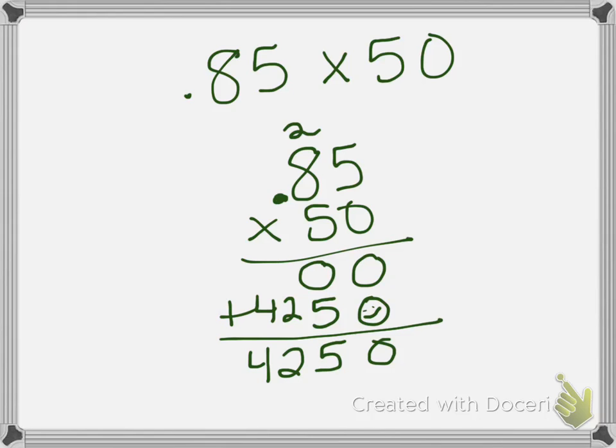Now we have to go back and remember the decimal. I always start on this side. We moved 1, 2, so I'm going to come down here and move it 1, 2. My answer is 42 and 5 tenths, or 42 and 50 hundredths. It's the same answer. That is how you multiply decimals.